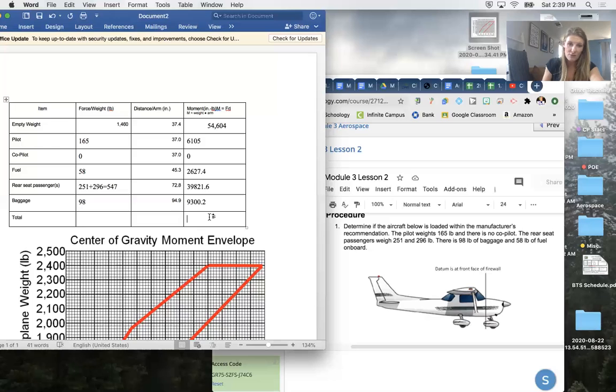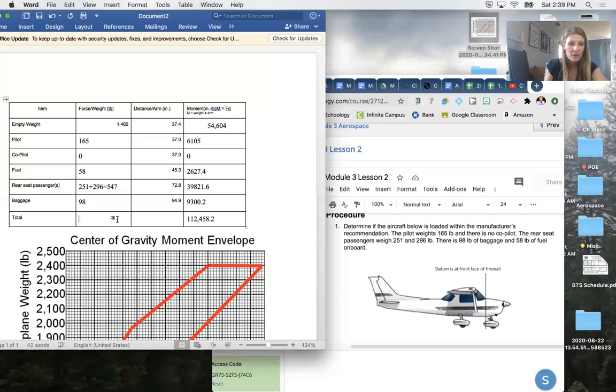Okay, so I'm now going to calculate my total moment. My total moment is the 54,604 plus 6105 plus 2627.4 plus 39,821.6 plus my 9,300.2. My total moment on this plane is 112,458.2.